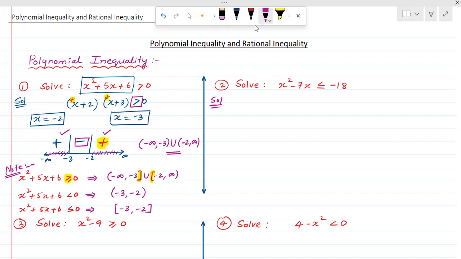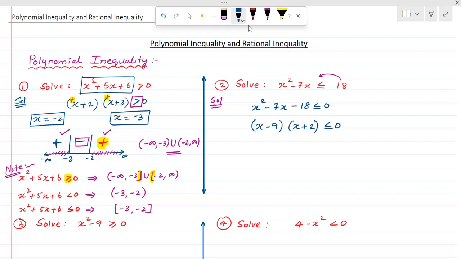Now, before that, I have to make it equal to 0. So what is this? x square minus 7x, it becomes plus 18, less than or equal to 0. I think the question here has a plus, so if you bring it over, it becomes minus. Now what are the factors here? x minus 9 and x plus 2. If you multiply, it is minus 18. If you add, you get minus 7. This is the correct factoring.